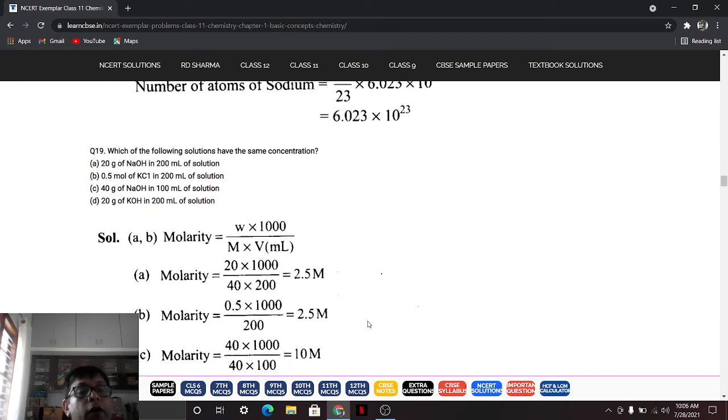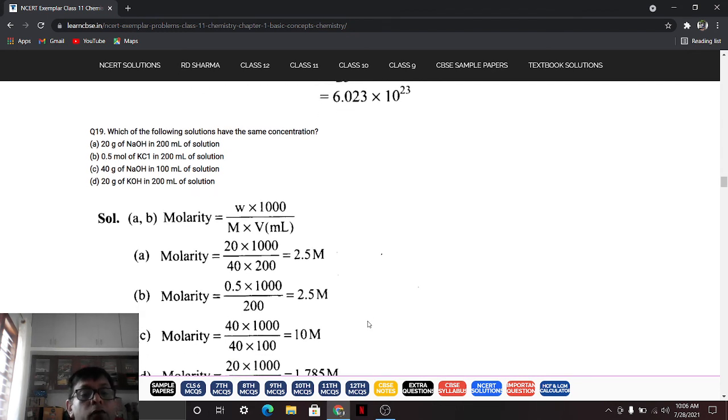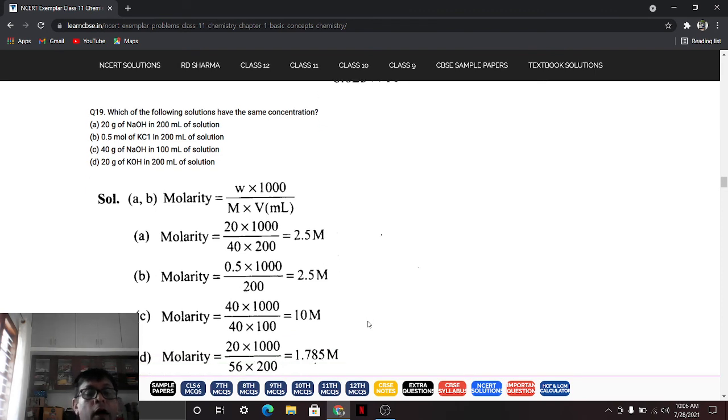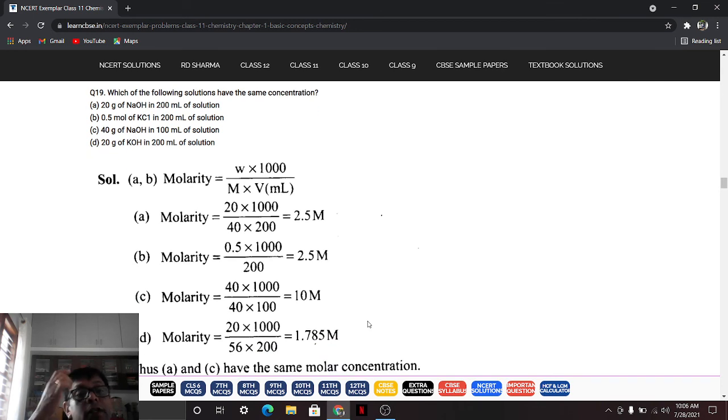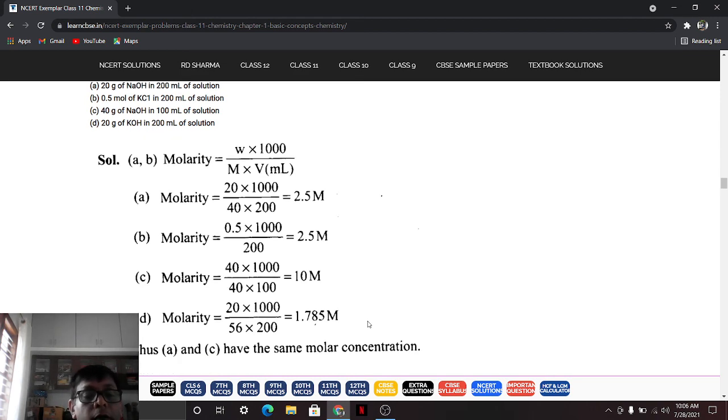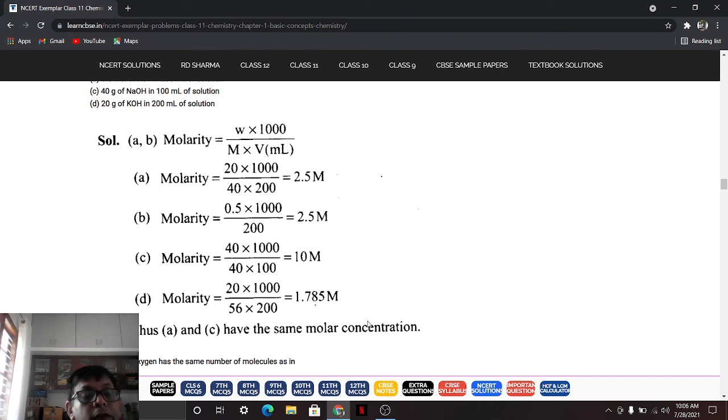Put in the formula: for A, 20 into 1000 divided by mass M and 200 as given, that is equal to 2.5. For B, 0.5 into 1000 divided by 200, that is equal to 2.5. Next for C, 40 into 1000 divided by 40 into 100, that is 10. Next, 20 into 1000 divided by 56 into 200, since NaOH is 40 and potassium hydroxide is 56, that is equal to 1.785. Thus, A and B have the same molar concentration.